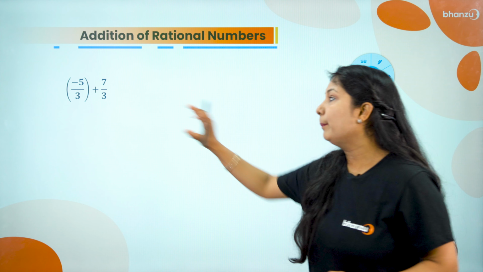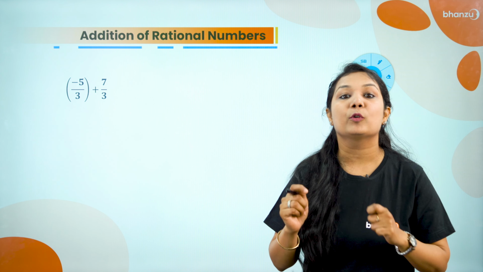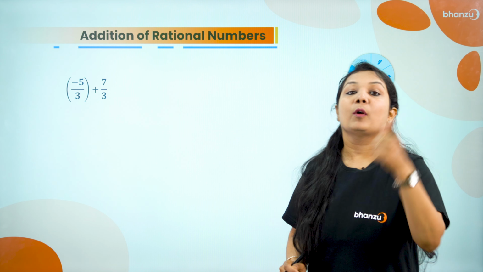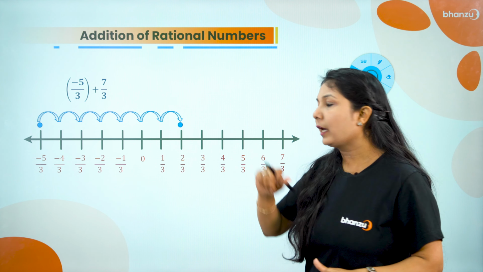Minus 5 by 3 plus 7 by 3. So what did we do? We have just interchanged the position of the rational numbers from the previous one. Now how would this work? Let's have a look at it.